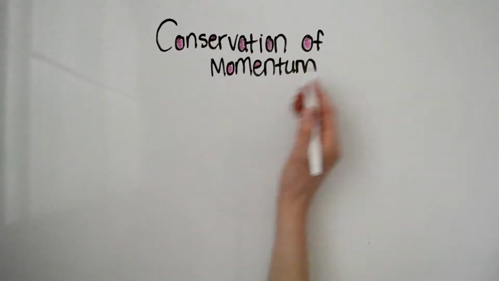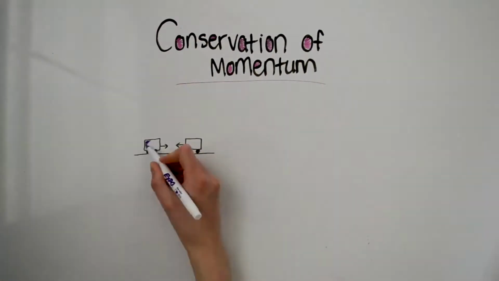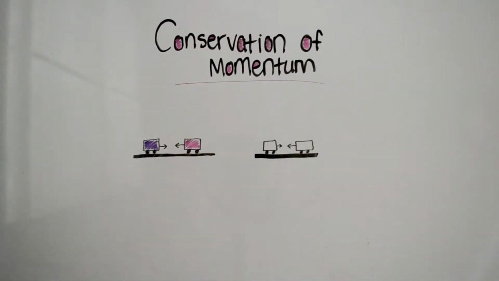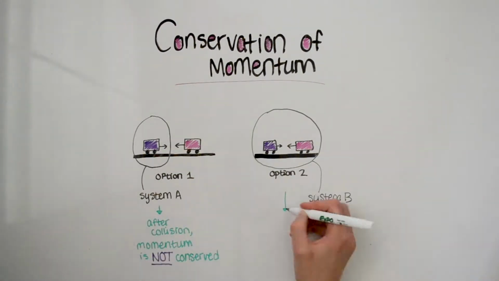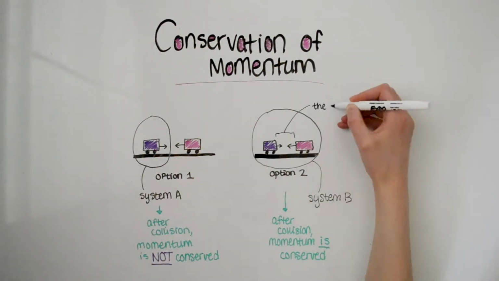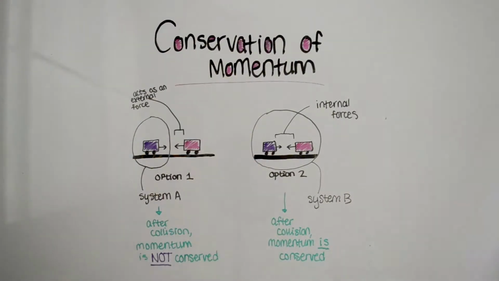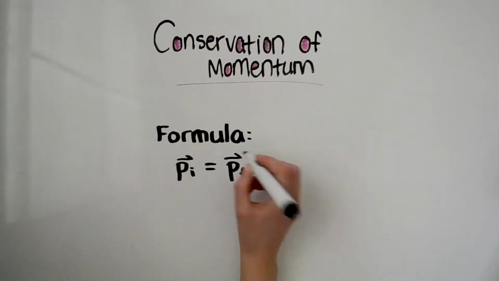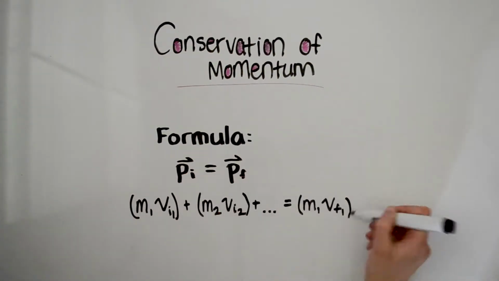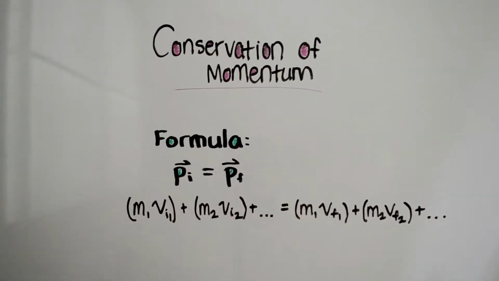Conservation of momentum relies on defining a system. We're going to have option 1 and option 2, with system A and system B. In system A, momentum is not conserved because of external forces being applied. However, system B is defined with only internal forces, meaning momentum will be conserved after the collision. Therefore, the initial momentum will always equal the final momentum in a system defined only with internal forces.